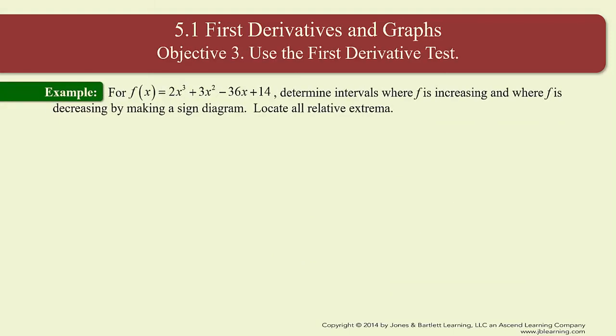So let's practice this a little bit. So here's an example. Write this example in your notes. For this function, we're going to determine intervals where the function is increasing and where the function is decreasing. And I will show you how to make a sign diagram to aid in our work here. It's a nice visual way to summarize everything. And once we have the sign diagram made, we'll then locate all relative extrema. So get this written in your notes because I'm heading off to the chalkboard to work on it.